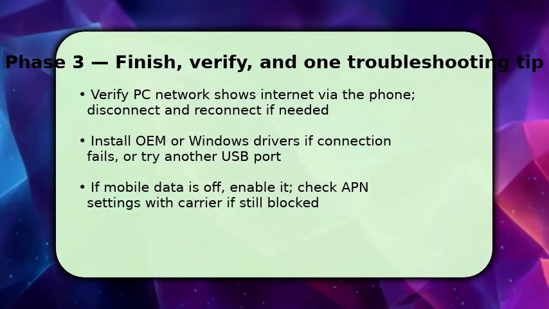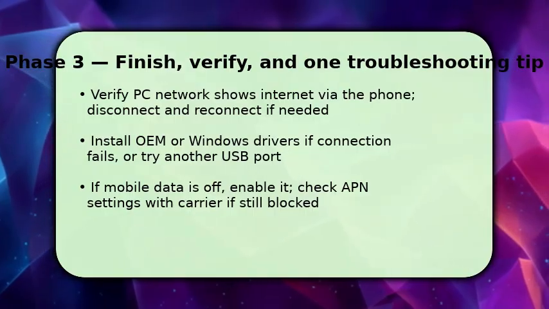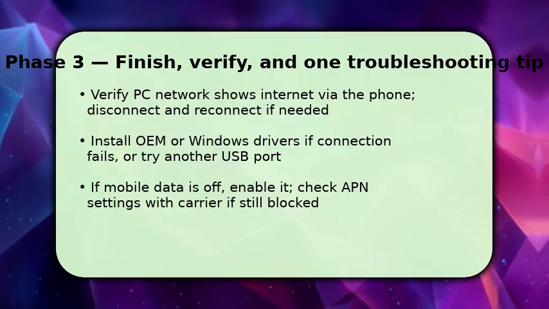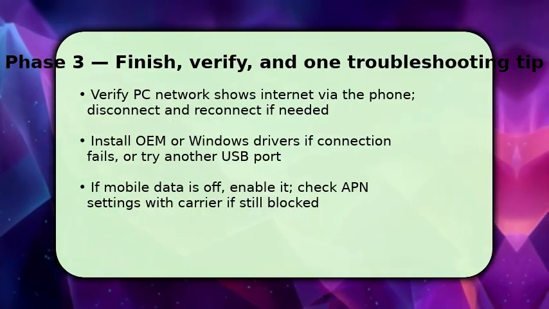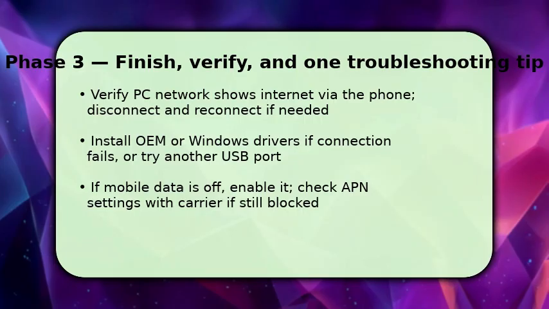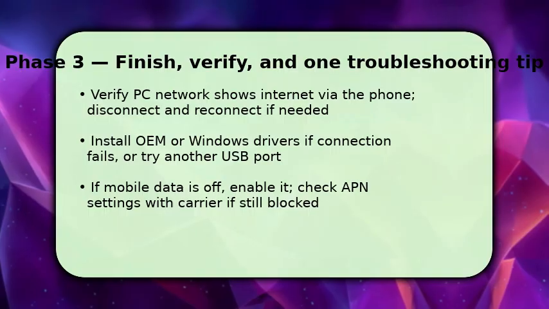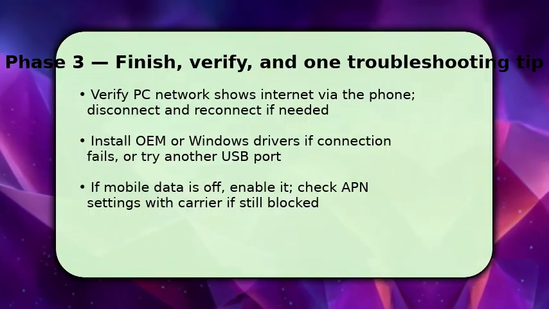Finish by confirming the computer has internet through the phone, open a web page or run a quick ping. If it fails, first toggle USB tethering off and on or disconnect and reconnect the cable. Small resets often work. Make sure mobile data is enabled on the phone because tethering uses that connection.